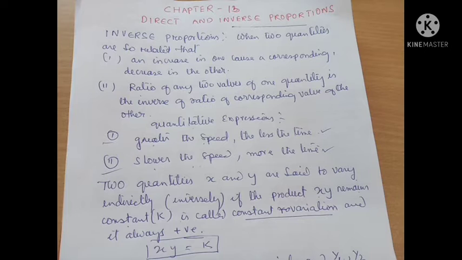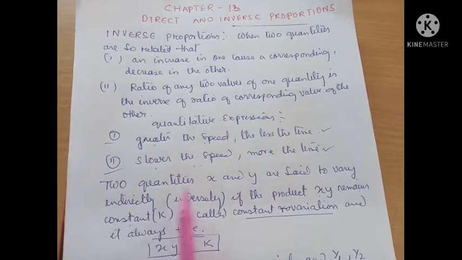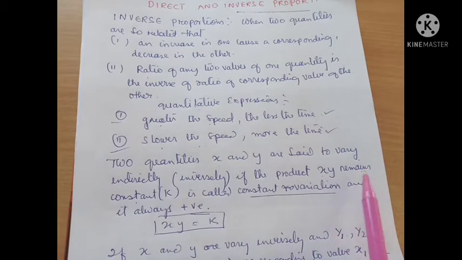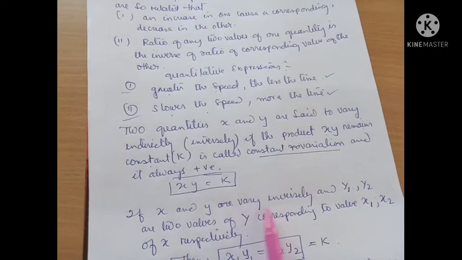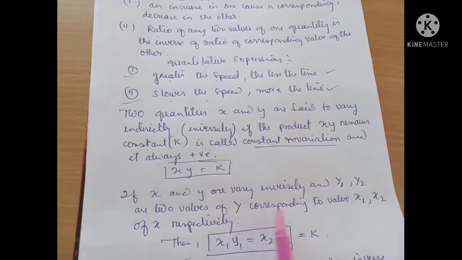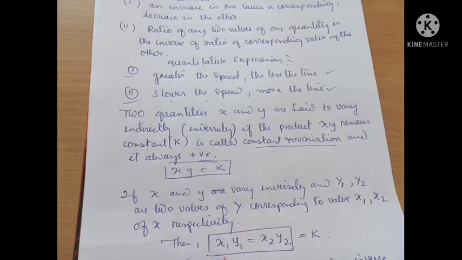Whereas in direct proportion, if one side is increased, then the other side also increases. In inverse proportion, if one side is increased, then the other side decreases. If x is increased, then y should be decreased. If y is increased, then x should be decreased. So the two quantities x and y are said to vary inversely if the product xy remains constant k, so xy is equal to k. If x and y vary inversely, and y1 and y2 are two values of y corresponding to the values x1 and x2 of x respectively, then x1 y1 is equal to x2 y2 is equal to k.